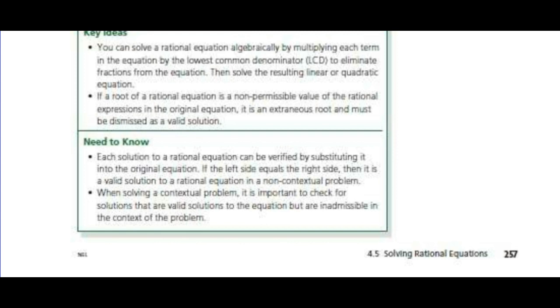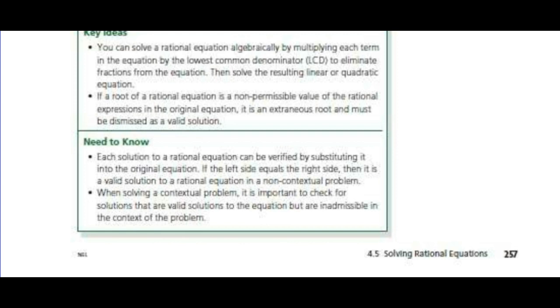Okay, so factor the denominator, state the non-permissible values, multiply each term by the lowest common denominator to eliminate fractions, right? Nobody likes fractions. So we multiply by the LCD, we get rid of the fractions. If a root of the rational equation is a non-permissible value in the original, it's extraneous and must be dismissed.